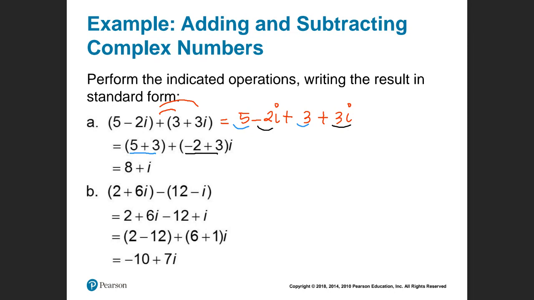(2 plus 6i) minus (12 minus i). So remember the distributive property. Now you can write down over here 2 plus 6i. Negative times 12, the answer is negative 12. Negative times negative is positive i. Again, like terms, right? So 2 with negative 12 put together, so 2 minus 12. What next? Imaginary numbers. So 6i and i, write down 6 plus 1 times i. So the answer is 2 minus 12 is negative 10, and 6 plus 1 is 7. So the answer is negative 10 plus 7i.